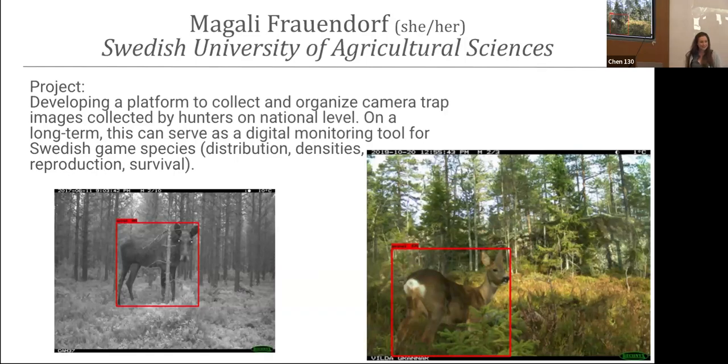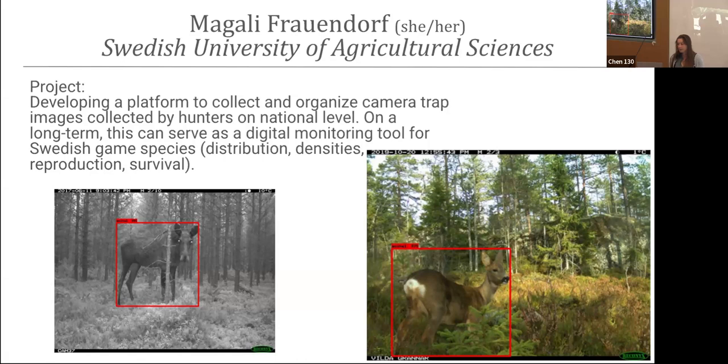Hey y'all. I'm Magali. I'm a postdoc at the Swedish University of Agricultural Sciences. The broader aim of my project is to develop a platform where we collect and organize camera trap images that are collected by hunters, because hunters often put out cameras in their own hunting area to see what is actually walking around, but there's nothing done with those images.